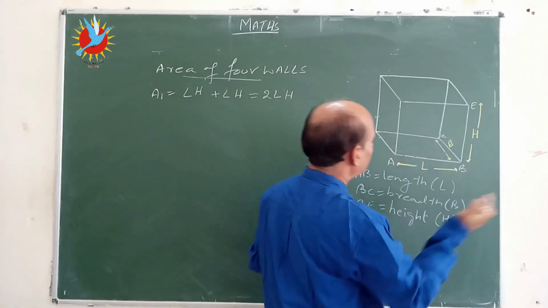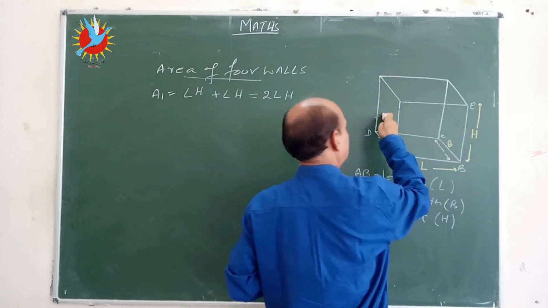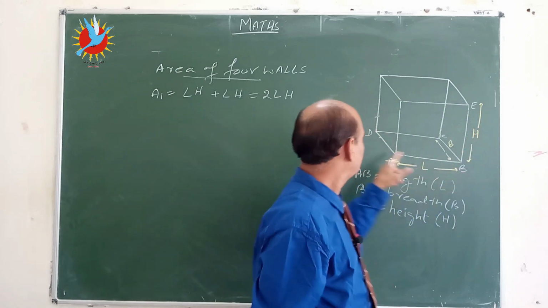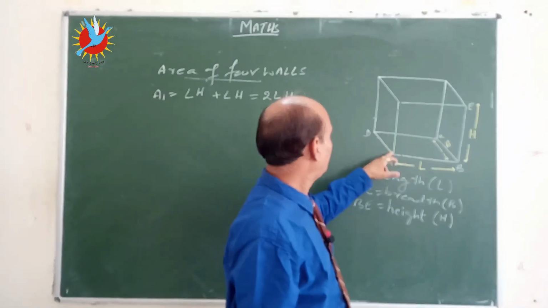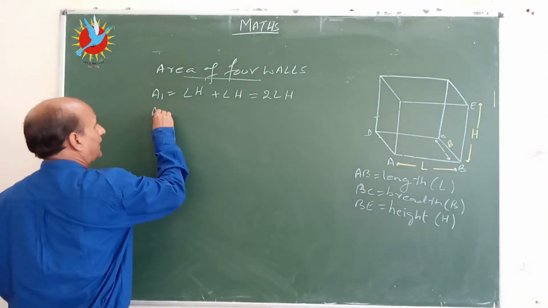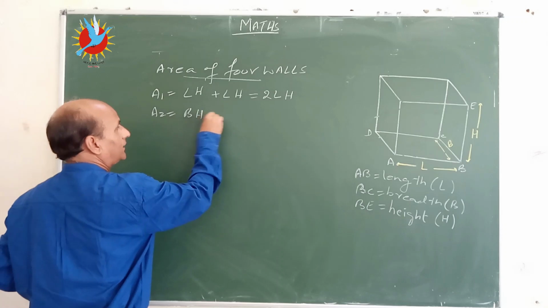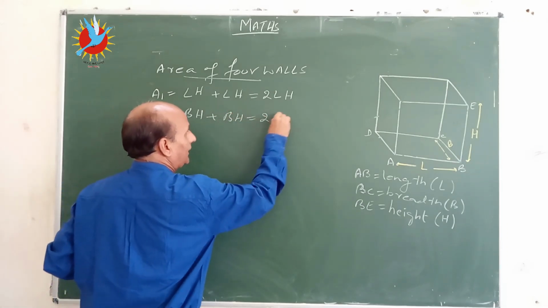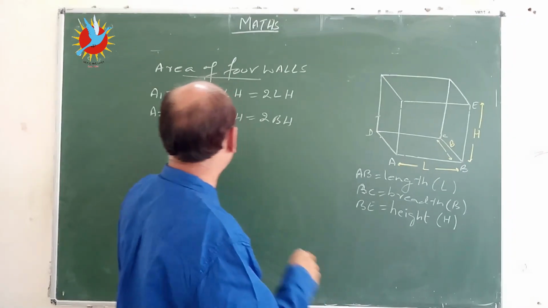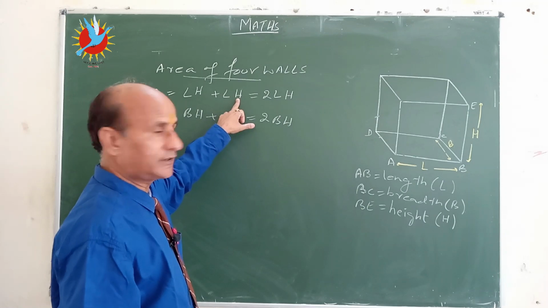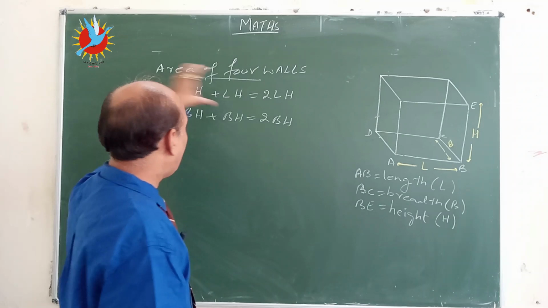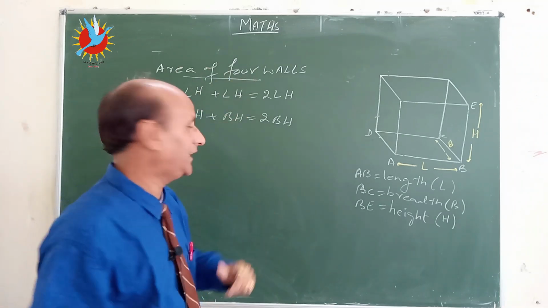Similarly, let us take the other 2 walls, this wall and this wall. Now the dimensions of this wall are width and height. It means this wall is also having the same dimensions, width and height, and both are having equal area. So if we consider the area, that is width into height plus width into height, that is twice width into height. Now we have taken all the 4 walls. Here we have 2 walls and here we have 2 walls. So if we add all these 4 walls, we will get the area of the 4 walls.